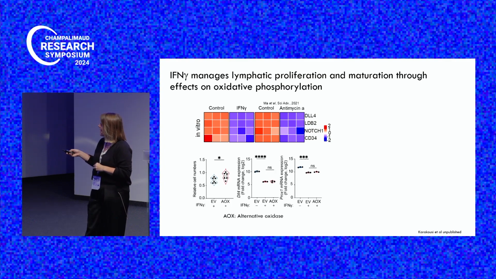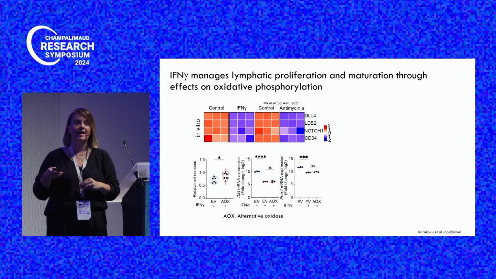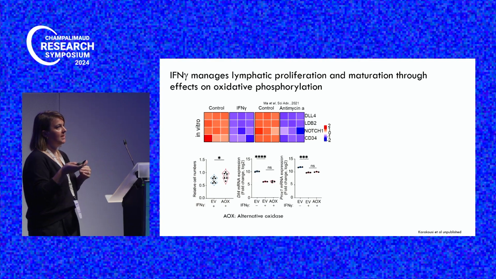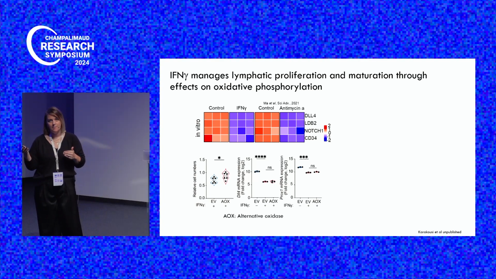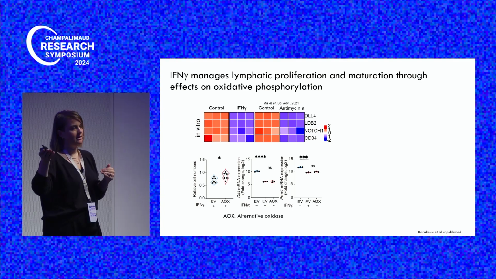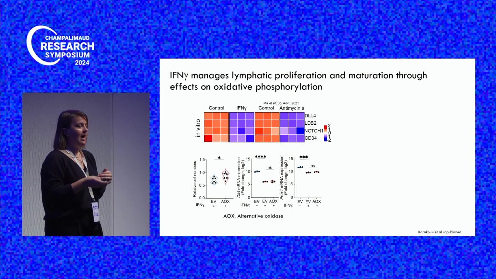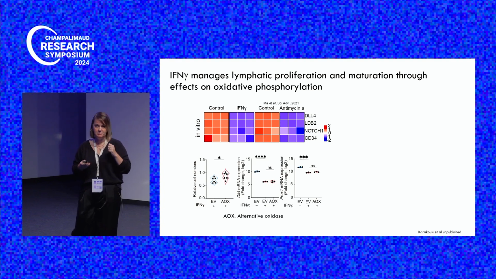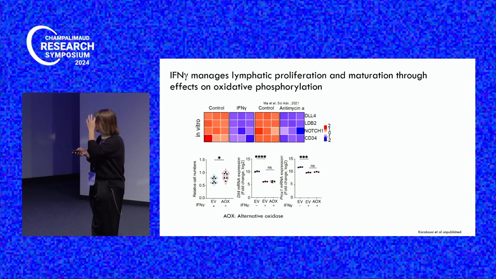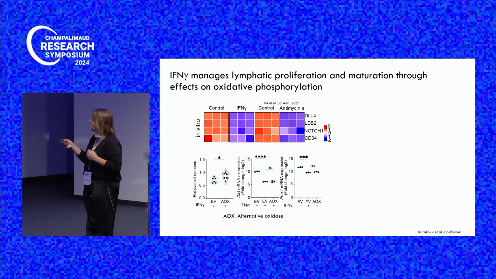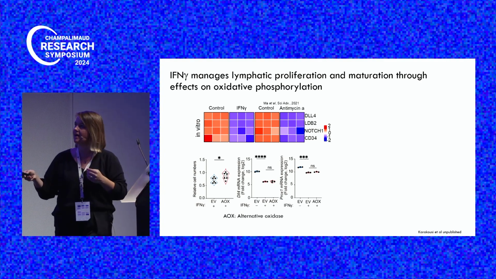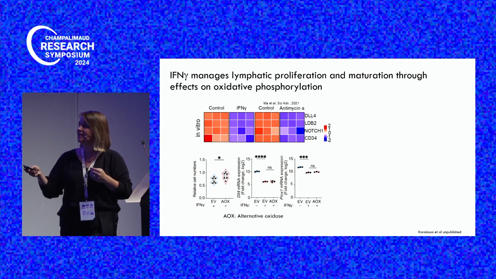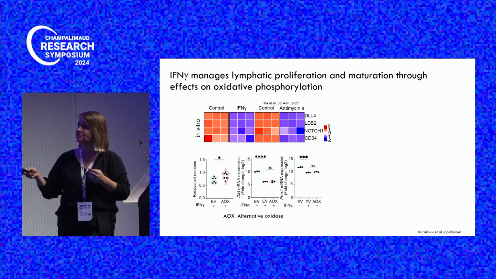we took advantage of a bacterial enzyme, this alternative oxidase, which is sufficient when expressed in cells to bypass complex 3 and allow for continued electron flux through the mitochondrial respiratory chain, but doesn't generate the same reactive oxygen species, which is important. And what we find is that AOX is sufficient to rescue the proliferation of our human lymphatic endothelial cells, but insufficient to rescue these transcriptional changes.